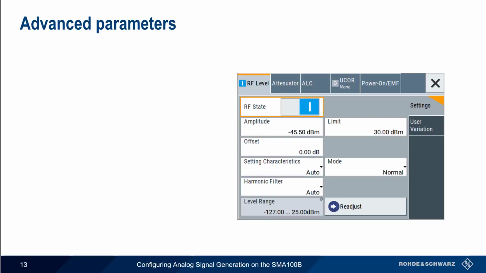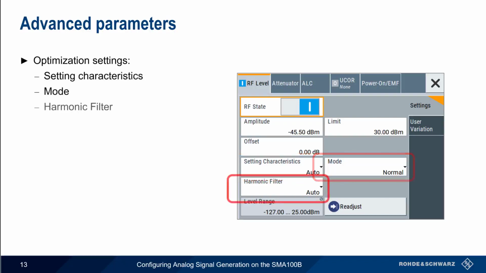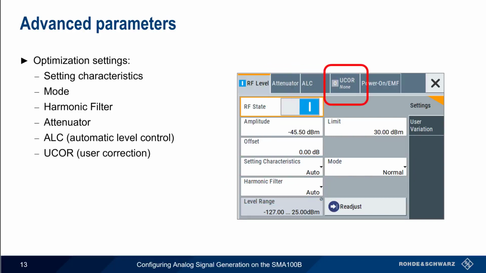We mentioned before that performance or spectral purity is very important in analog signal generators, and there are a number of advanced parameters that can be changed to optimize the performance of our generator in special circumstances. These are setting characteristics, mode, harmonic filter, attenuator, automatic level control, and user correction. Note that many of these advanced settings only make a noticeable difference in special circumstances.